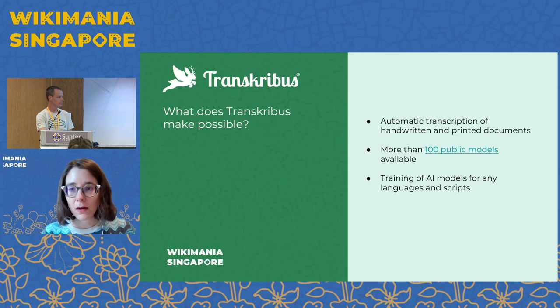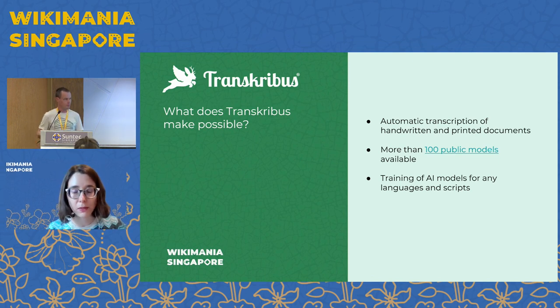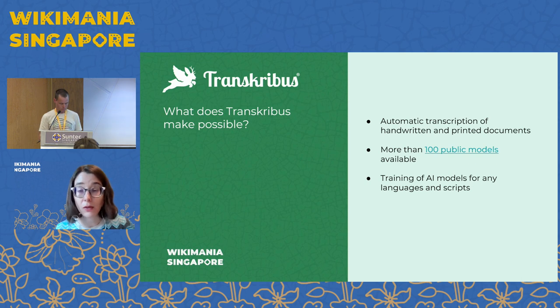Next slide. What does Transkribus make possible? The main thing is the automatic transcription of handwritten and printed documents. Sam showed you what is possible with the OCR integration in Wikisource. So you can automatically transcribe an image, handwritten or printed. Right now we have more than 100 public models trained by the Transkribus community, and 11 have been integrated in the Wikimedia OCR. But it's also possible to train AI models for any language and script without coding skills or fancy equipment. A laptop and an internet connection is enough to train a model.